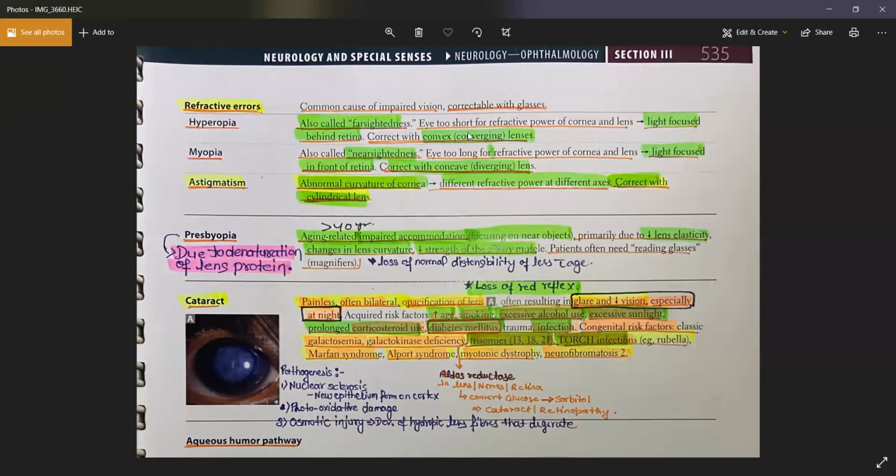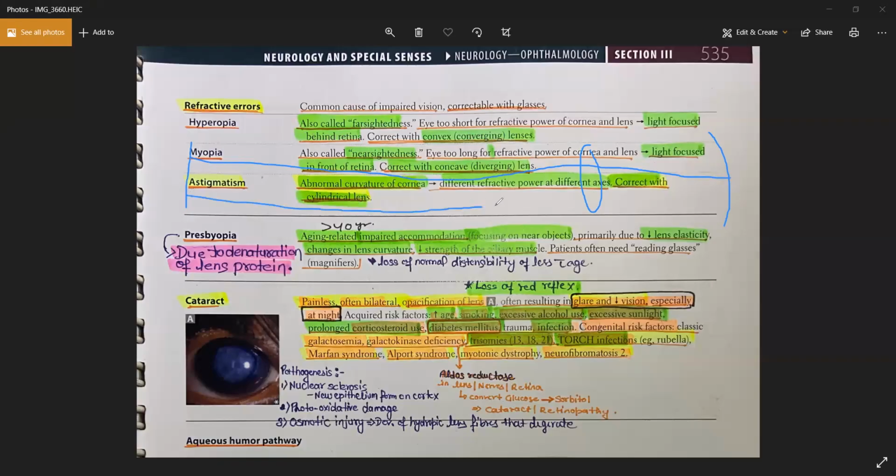So what happens if this is my lens and this is my retina? If the object is very far, the light will be focused normally, on the retina. But if I bring the object closer, the light will be converged less, and as a result will focus behind the retina. As soon as I bring the object closer, the image will start forming behind the retina, and that's how I get hyperopia.